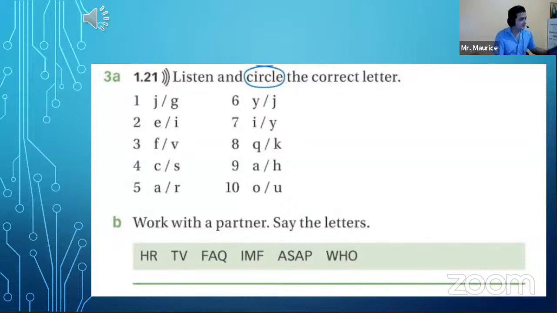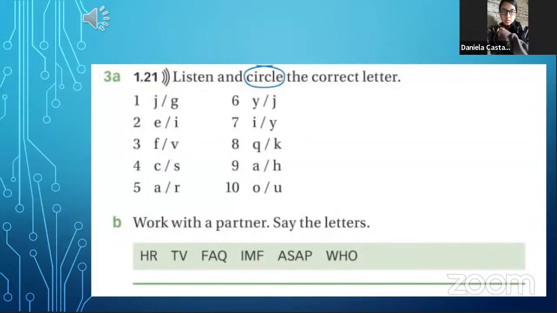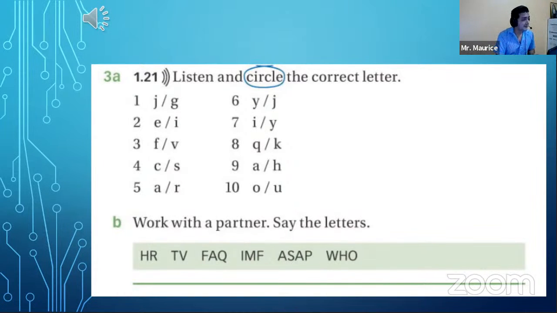Mr. Carlos Garcia, I'm sorry, Carlos Garcia. Number 3 and 4. Carlos Garcia, please pronounce both options, number 3 and 4. No replies, okay. No hay respuesta. Let me see it. Daniela Castañeda, again, please, number 3 and 4. Pronounce both options, please. 3, F and B, 4, C and S. Okay, perfect. Thank you.